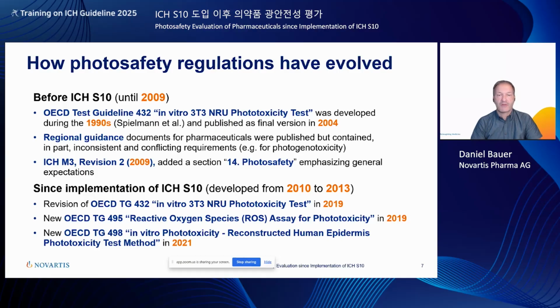There was a revision of the in vitro test, more for technical reasons, but it was also then harmonized with ICH S10, especially for the PIF value. There was another guideline on reactive oxygen species testing and another guideline for reconstructed human epidermis, so a 3D skin model, and phototoxicity.